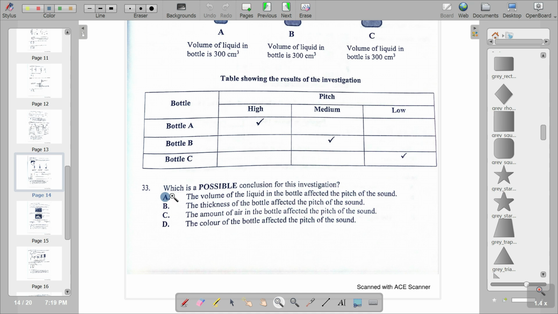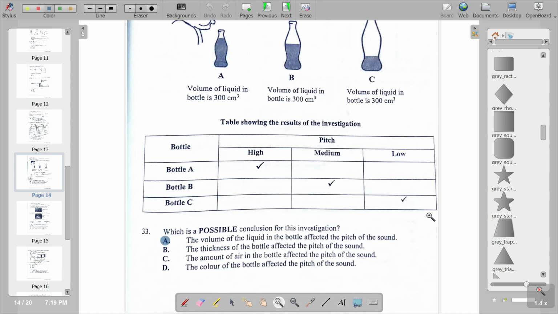Okay, let's see. I'm parking this one because I'm rereading it. The thickness of the bottle affected the pitch of the sound? I still don't think so. The amount of air in the bottle affected the pitch of the sound. Okay. The color of the bottle affected the pitch of the sound.